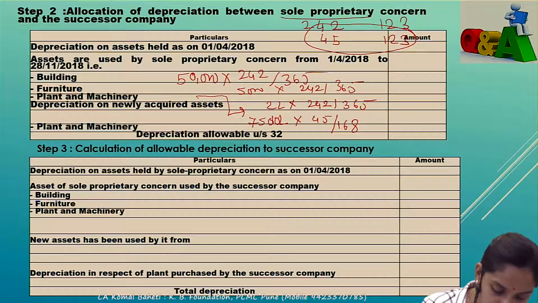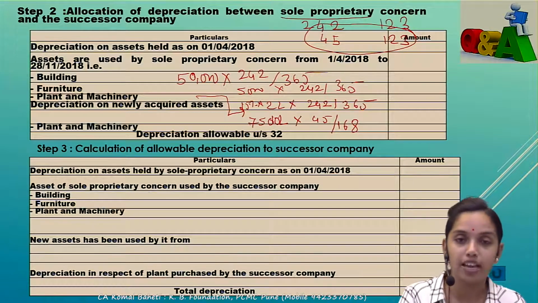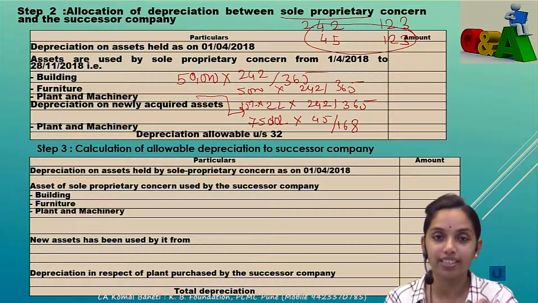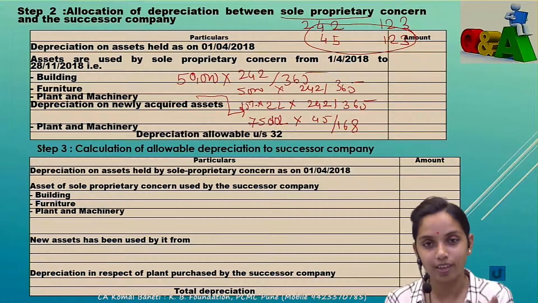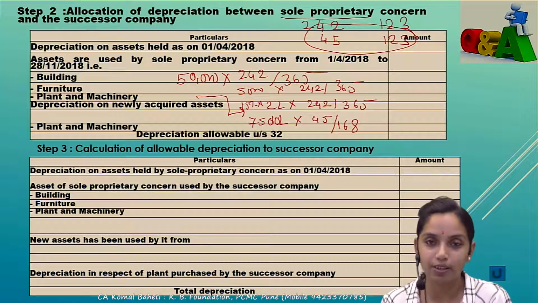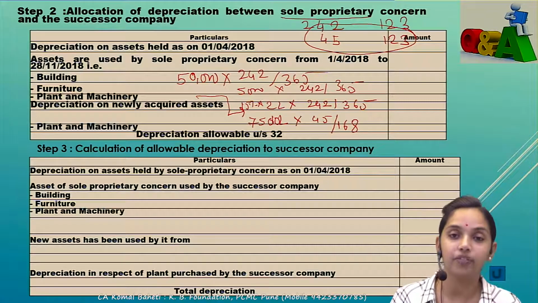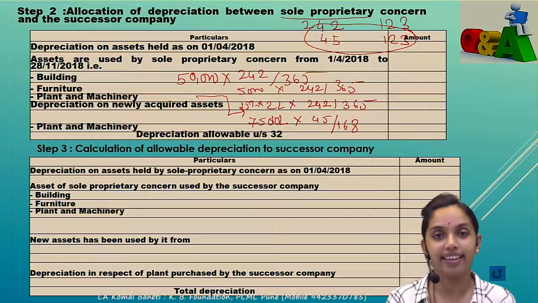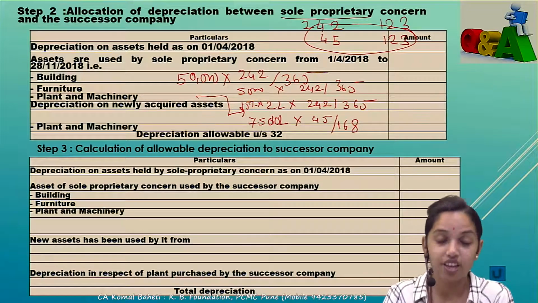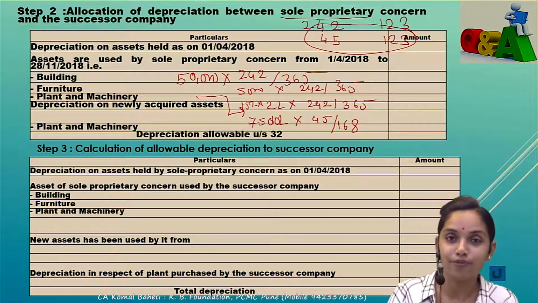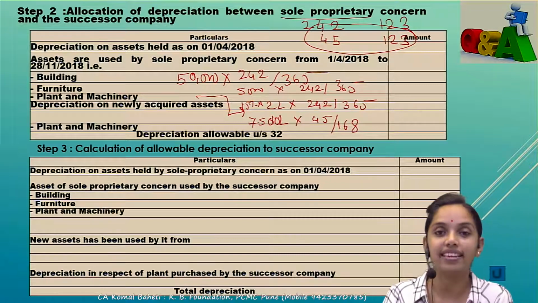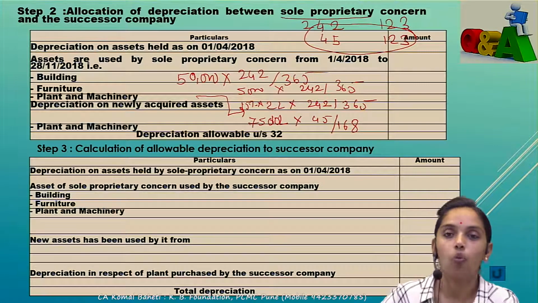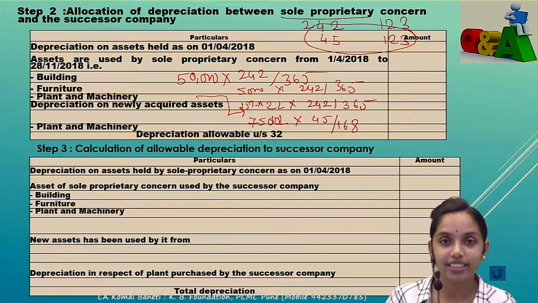And on this 2 lakh, the rate of depreciation is 15%. So the depreciation on 2 lakh would be 30,000 at the rate of 15%. So 30,000 is to be allocated between the proprietary concern and the company in the ratio of 242 to 365. Whereas the 7,500, for the new plant and machinery you had purchased, has to be allocated between the proprietary concern and the company in the ratio of 45 to 123. Have you clear with it?